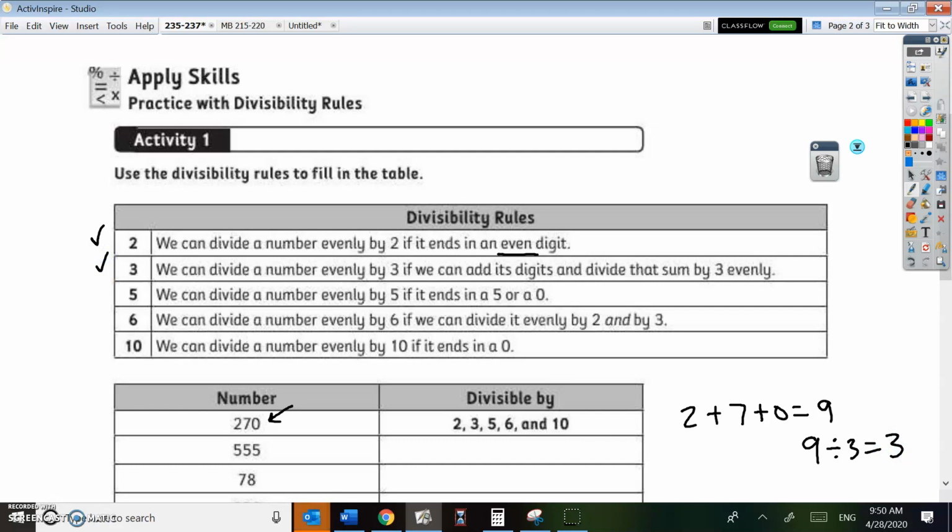So I'm looking for 5. We can divide a number evenly by 5 if it ends in 5 or 0. 270 ends in 0, so it's divisible by 5. For 6, we can divide a number evenly by 6 if we can divide it evenly by 2 and by 3. So since 270 was divisible by 2 and by 3, it's divisible by 6. And we can divide a number evenly by 10 if it ends in 0. 270 ends in 0. Okay, so let's check these other ones.